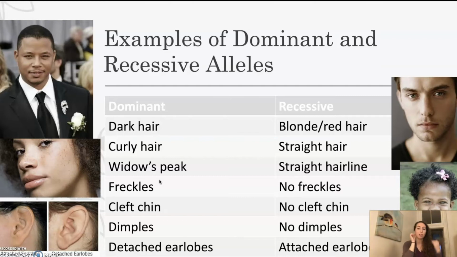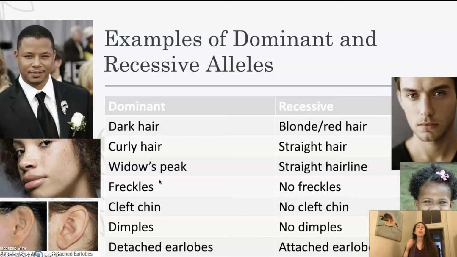So detached earlobes and attached earlobes. You can see in the lower left-hand corner the picture of the two options. The attached earlobes are attached to the side of your head completely from top to bottom, whereas detached earlobes have a little hook and the earlobe is not completely attached. So you can check that out on you, on your mom, dad, siblings, whoever you got hanging around, and see who has what.